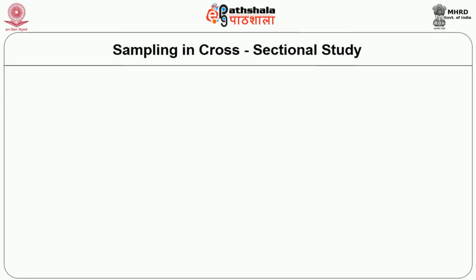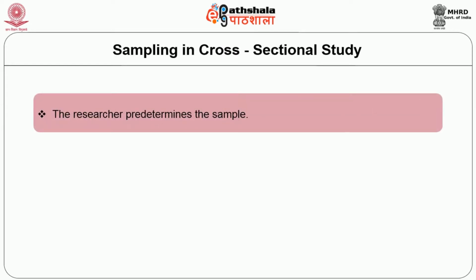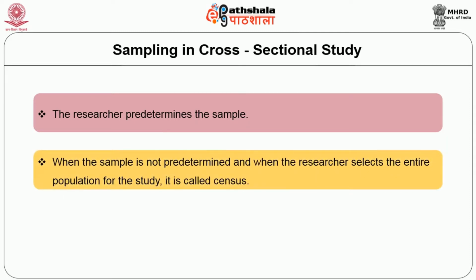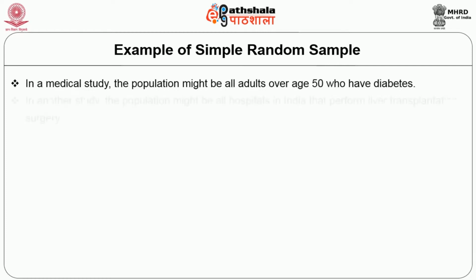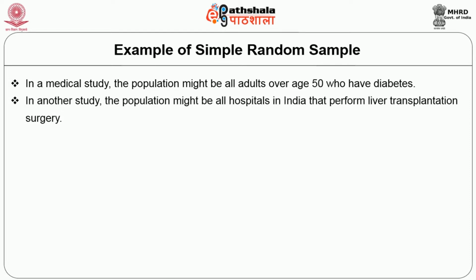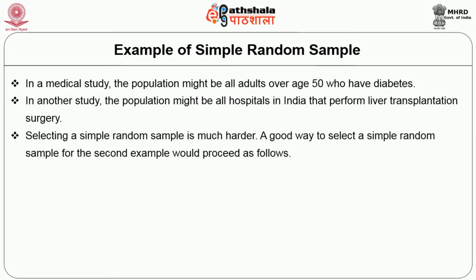In a cross-sectional study, the researcher predetermines the sample. When the sample is not predetermined, and when the researcher selects the entire population for the study, it is called census. Gallup polls adopt cross-sectional research study procedures. For example, in a medical study, the population might be all adults over age 50 who have diabetes. In another study, the population might be all hospitals in India that perform liver transplantation surgery. In these studies, selecting a simple random sample is much harder.